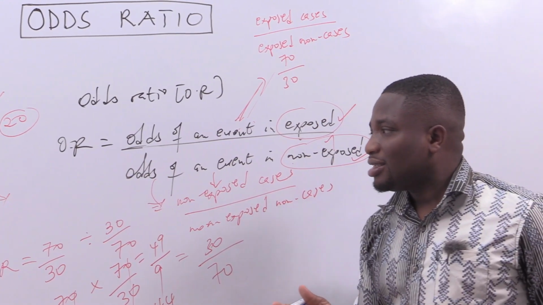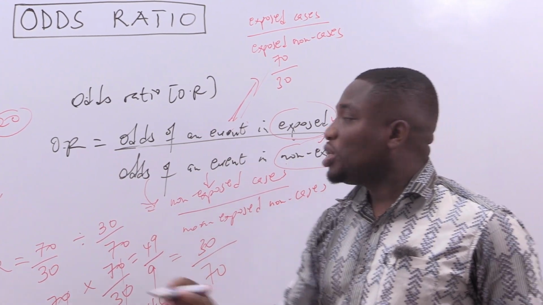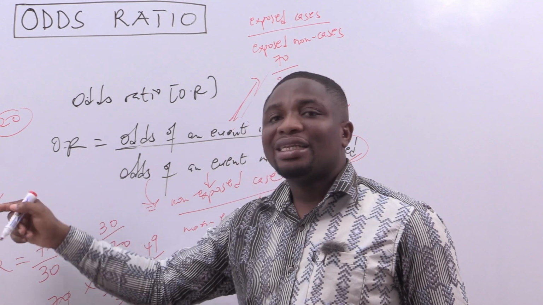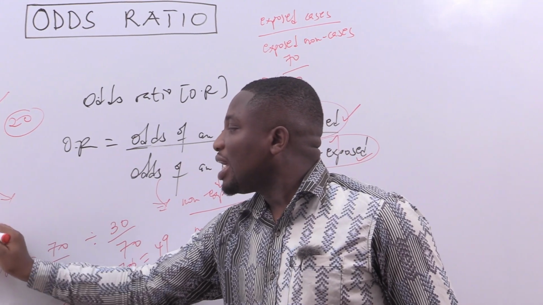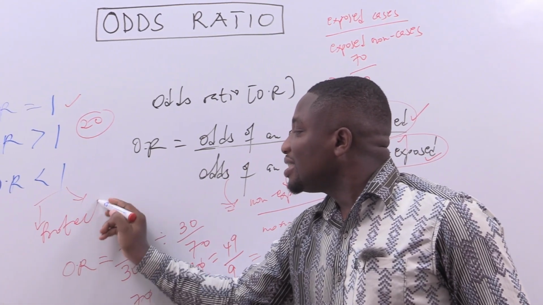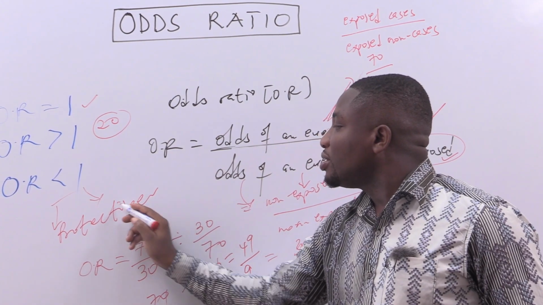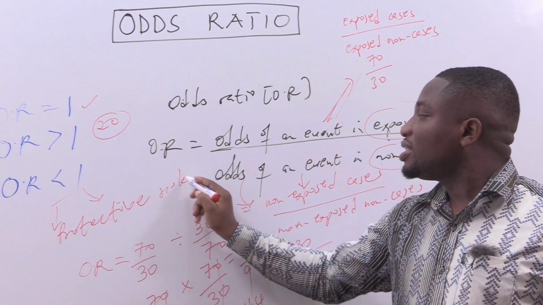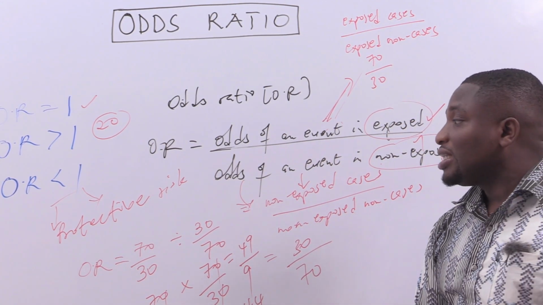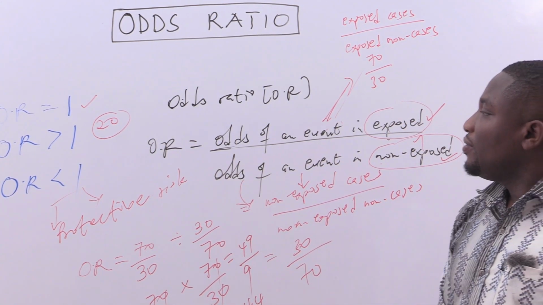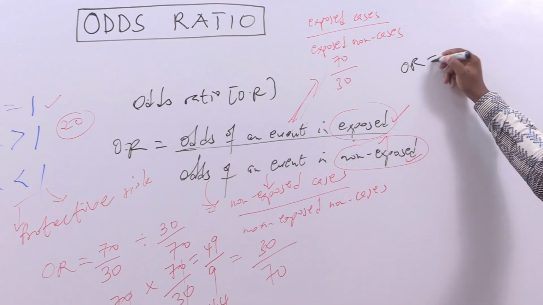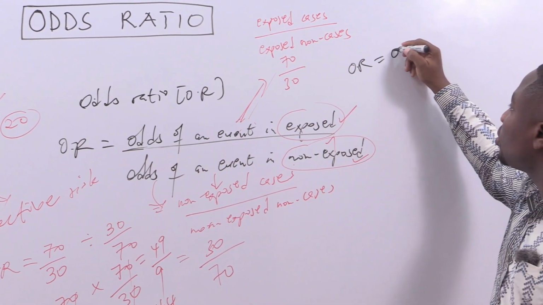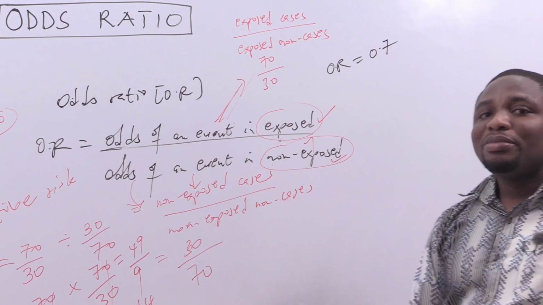And we will say that anytime the odds ratio is less than 1, then that serves as a protective risk. It is protective. What does that mean? Let me show you an example. For example, if the odds ratio is calculated to be equal to 0.7, what does that mean?